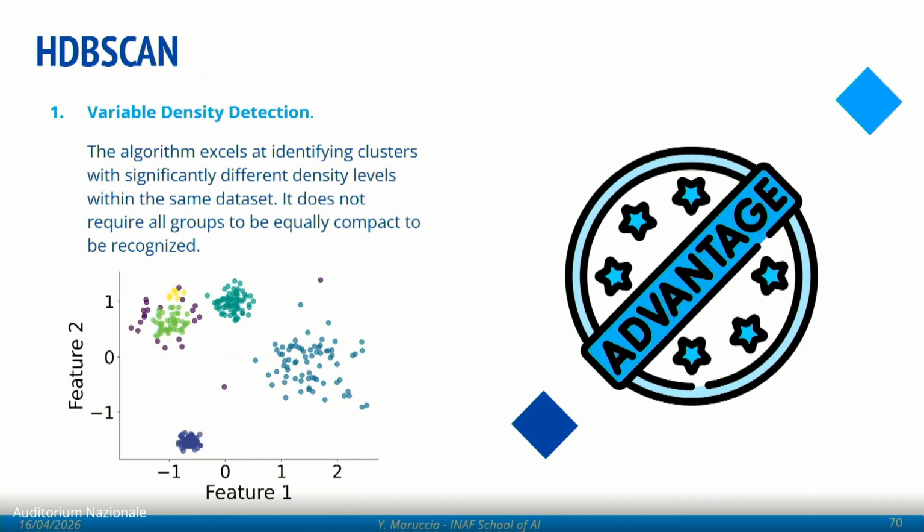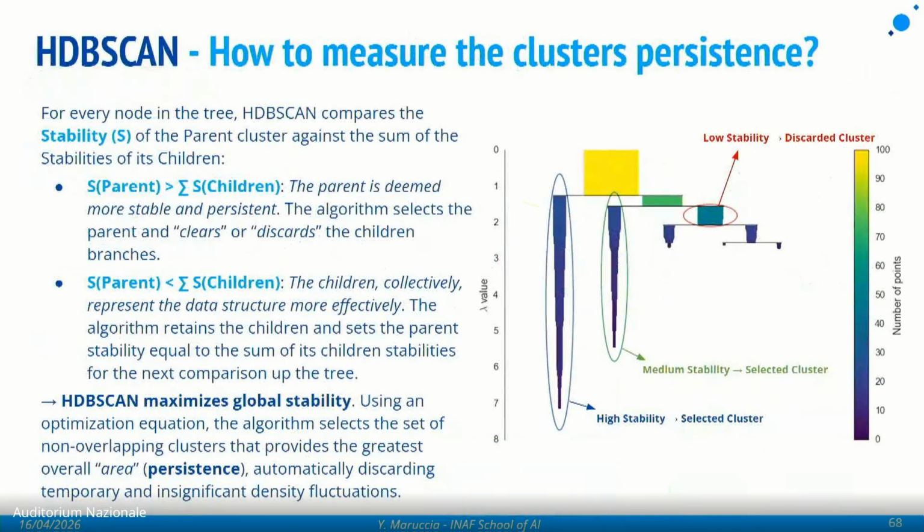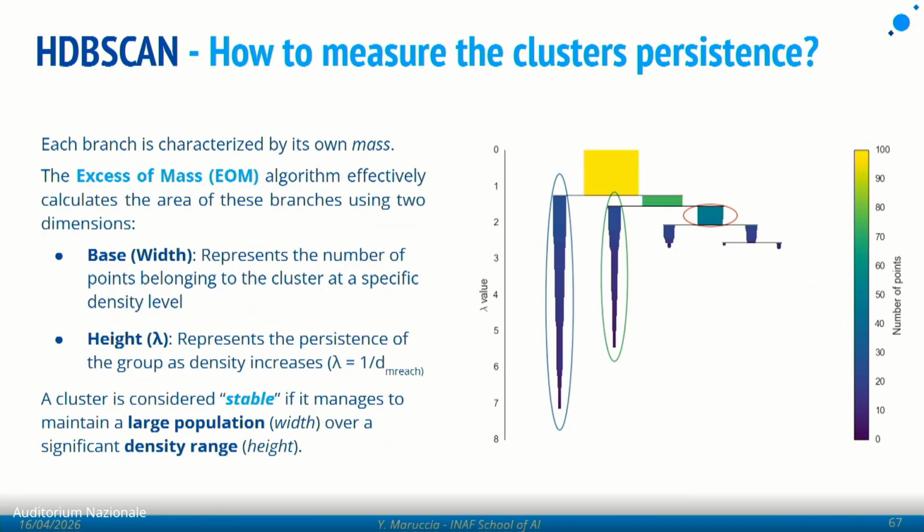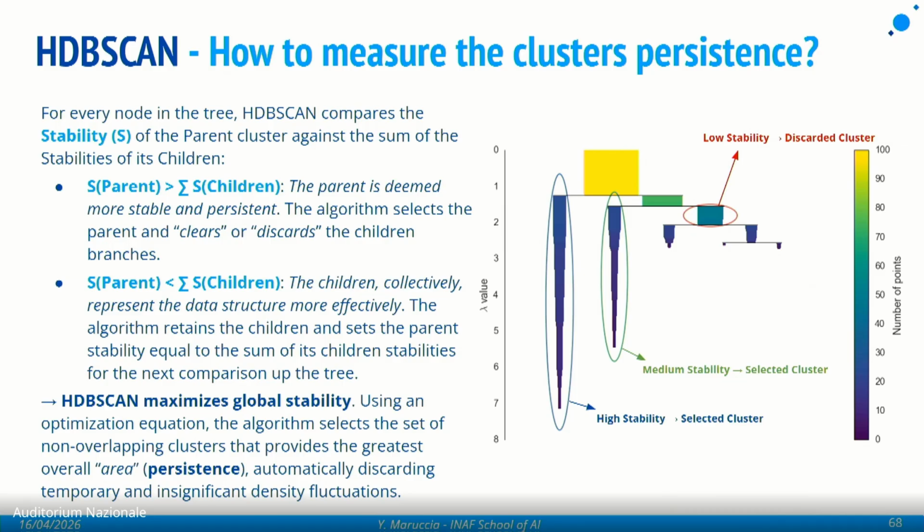How did you find which one has the lowest stability and which one has the highest stability? I didn't understand this part. The stability is defined in this way. You have to see the area of the groups: the base represents the number of points, and the height represents the persistence. And finally, the stability of each cluster is defined as the sum of all the stability of the children.